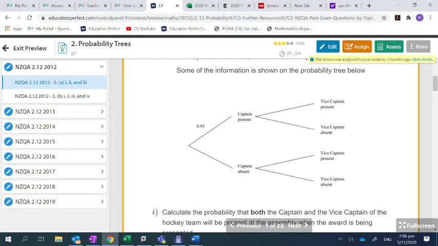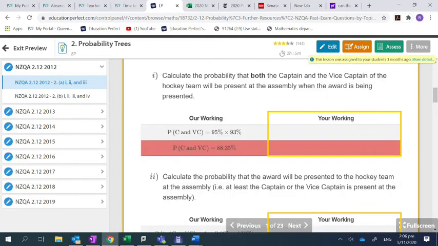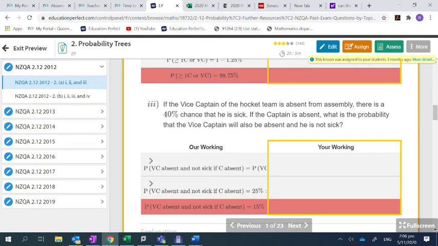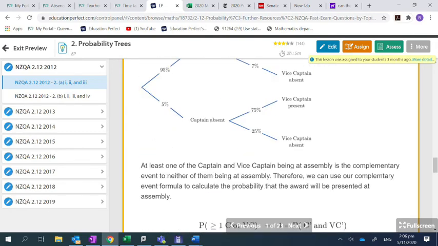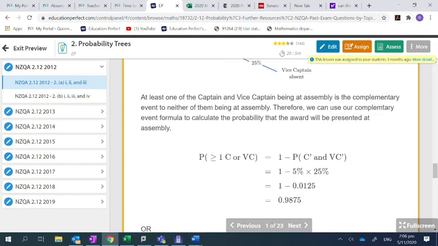So just going back, find all the places vice captain is absent. Vice captain is absent. Right? Oh, wait a minute. But it says something about the captain being present. I hate doing back and forth like these. Let me see if I can find this with it. Yeah, they've got a tree drawn. Okay.